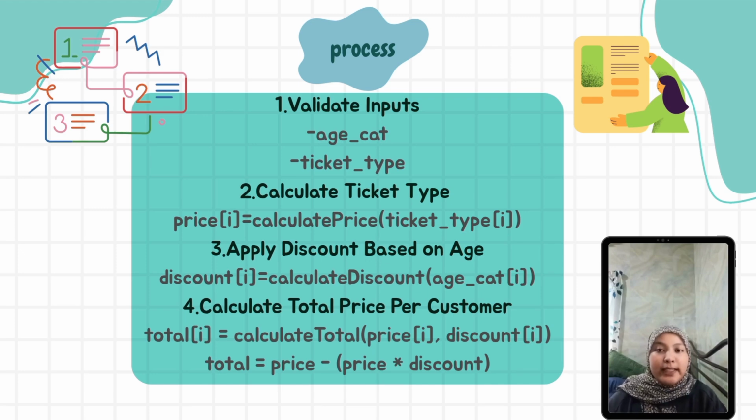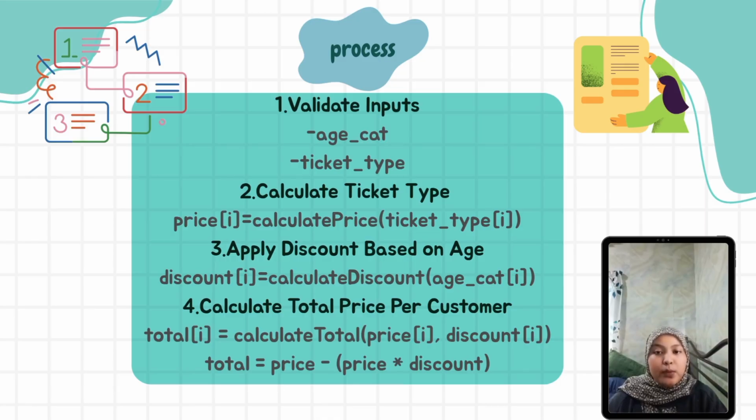Second, calculate ticket type. We have two types of ticket. First is the gold ticket, which is RM450. And the silver ticket is RM250. Next, third, apply discount based on age.